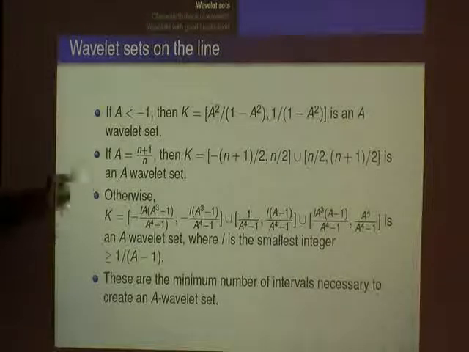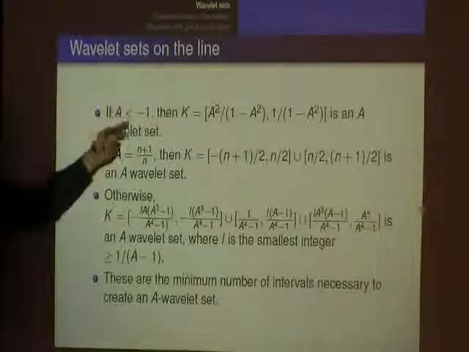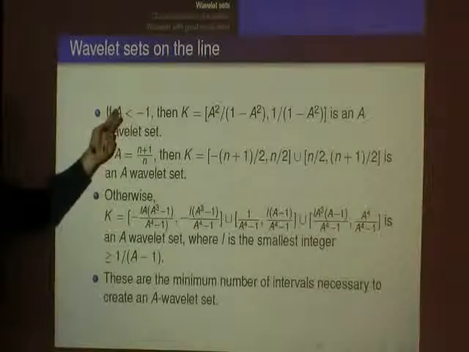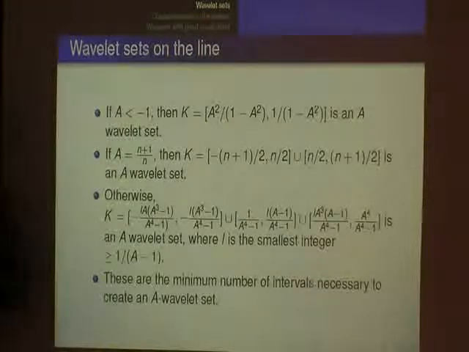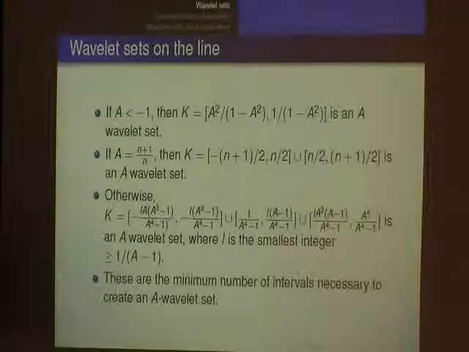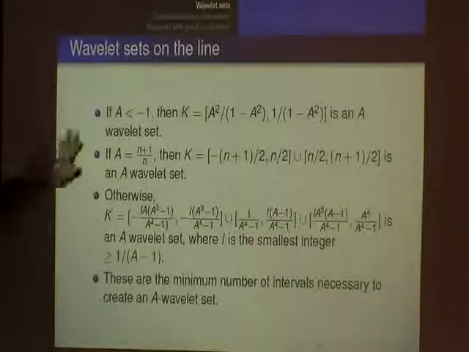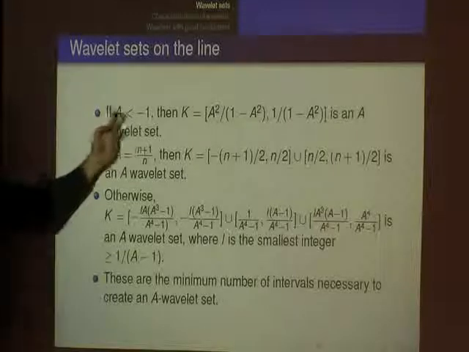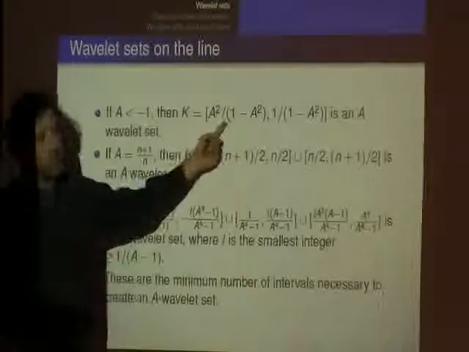Namely, I'm restricting to A's bigger than 1 in absolute value, because the definition was symmetric in A to the J, so it's symmetric in A and 1 over A. So this is the general case. If A is less than -1, or if A is negative, then I get a single interval A, which is a wavelet set.